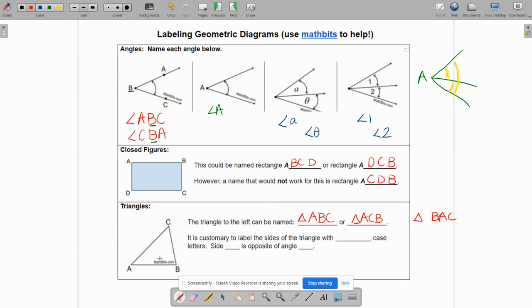If you're labeling the sides of a triangle, it's customary to label those with lowercase letters. And you do it so that the side that is opposite of the angle, they share the same letter. So capital A for angle A or vertex A of that triangle. So the side across from it is side a with a lowercase letter. So side a is opposite of angle A. Side lowercase b is opposite of B, and side c is opposite of angle C.